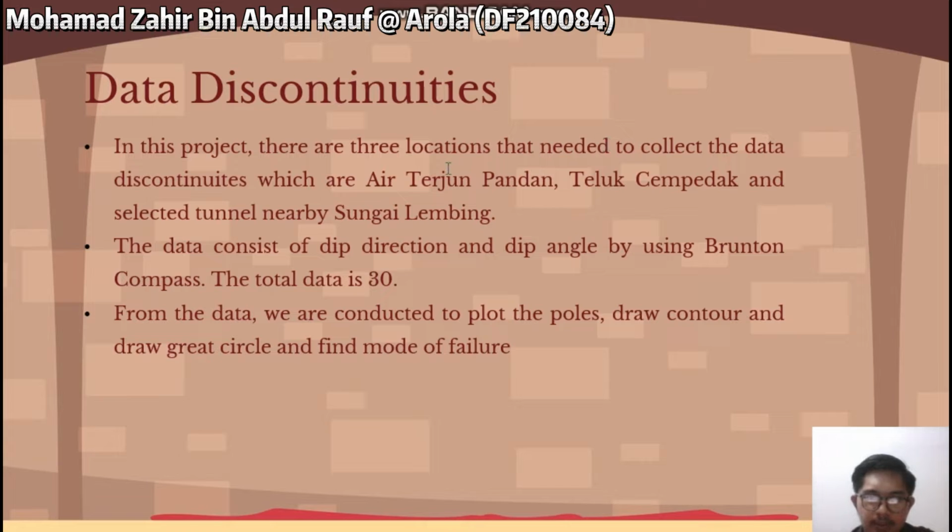In this project, there are three locations, which are Air Terjun Pandan, Teluk Cempedak, and a selected tunnel nearby Sungai Lembing, that need to collect the data discontinuities. The data discontinuities can be found by using a Brunton compass, and the total data is 30. From the data, we conduct plotting the poles, drawing the contours, drawing great circles and finding the mode value for the selected tunnel nearby Sungai Lembing.